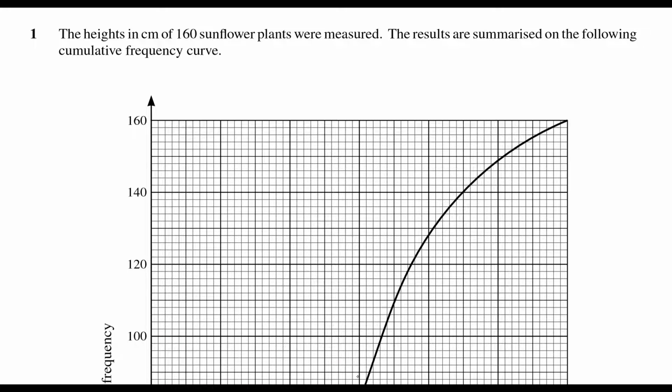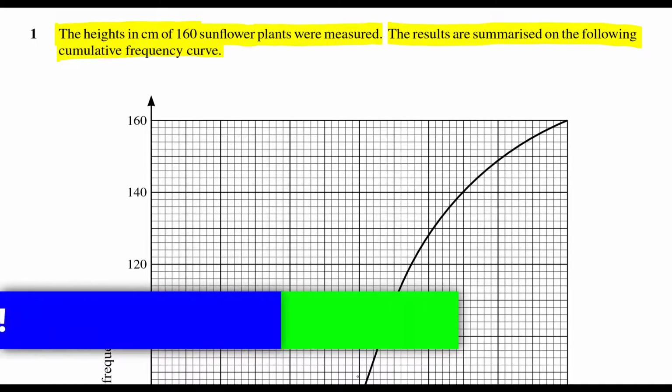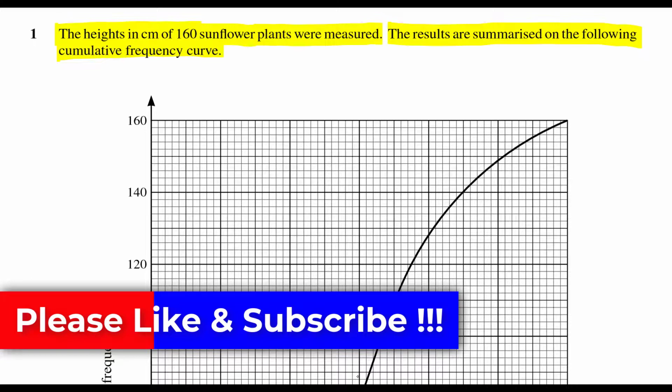Here is question number 1. The heights in centimeters of 160 sunflower plants were measured. The results are summarized on the following cumulative frequency curve. So this is the result in the form of a cumulative frequency curve.